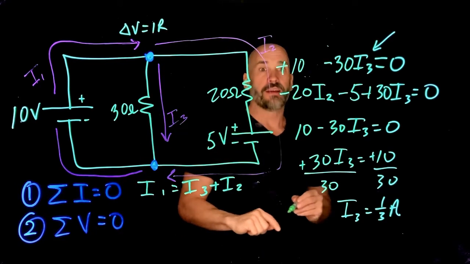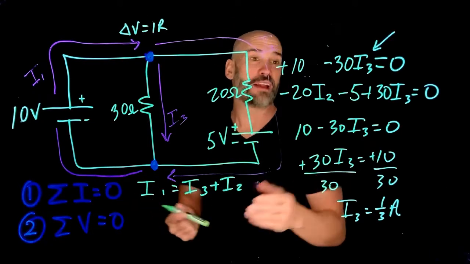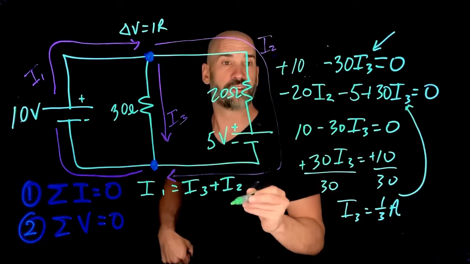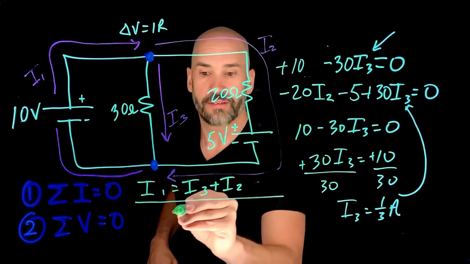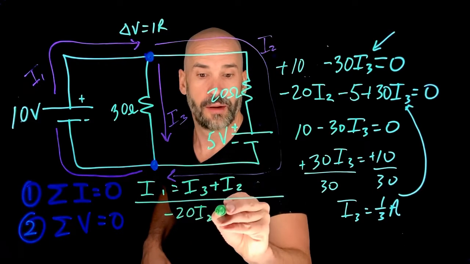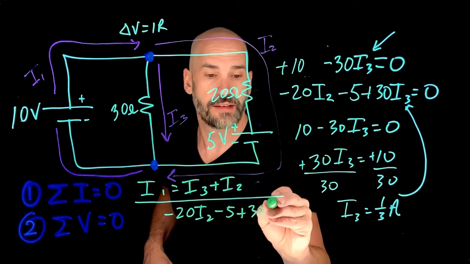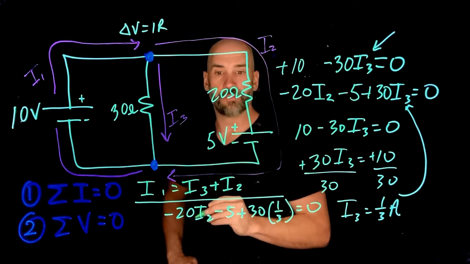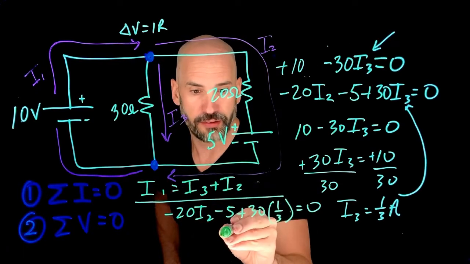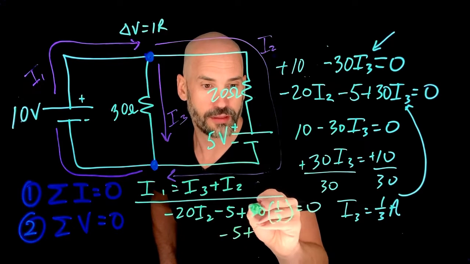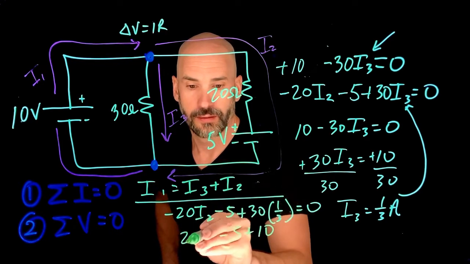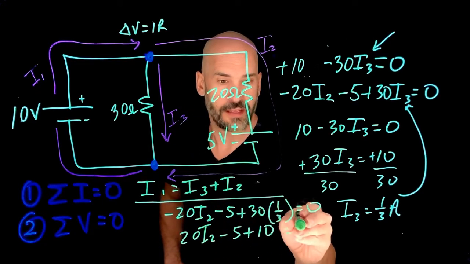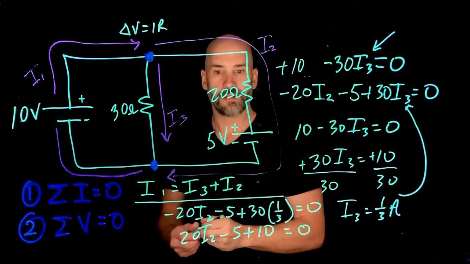Okay. All right. Well, check it out. All we got to do is substitution now. If we put this I3 in for this I3, we should easily get I2. So let's go for it. So we have, I'm going to separate this. So we have negative 20 I2 minus 5 plus 30 times 1/3 equals 0. Okay. I then am going to just multiply that. So it's minus 5 plus 30 times 1/3 is just 10. Okay. Then that's equal to 0.